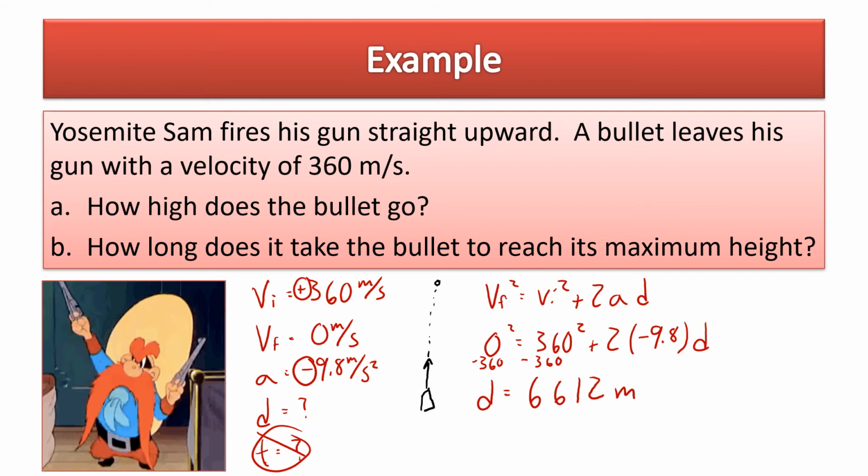So that's pretty high in the air. The displacement is 6.612 kilometers, but we're talking about a bullet going up, and we're neglecting air resistance. So yeah, 6 kilometers sounds about right.